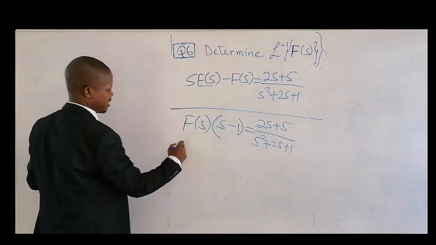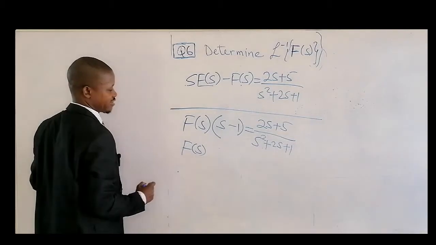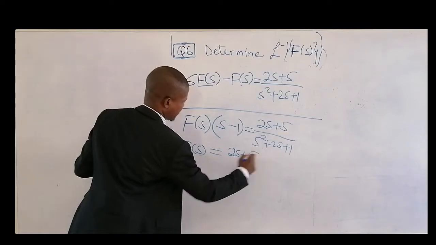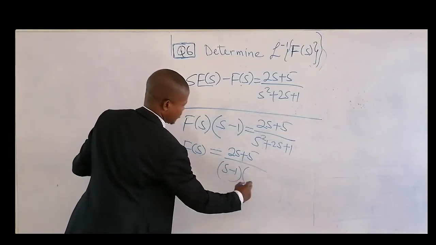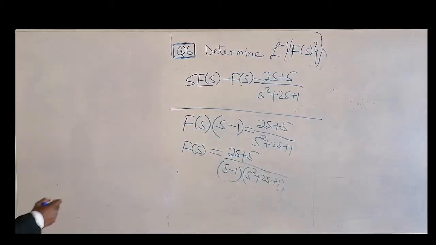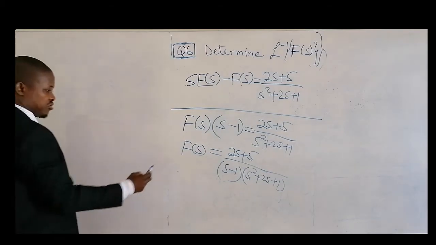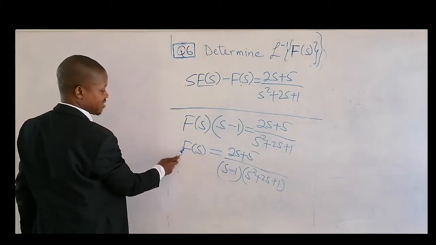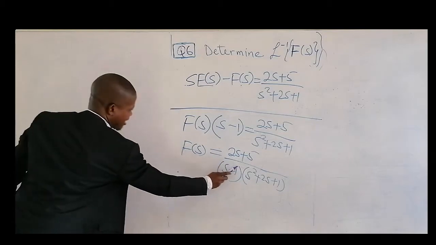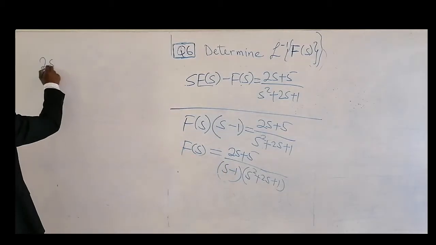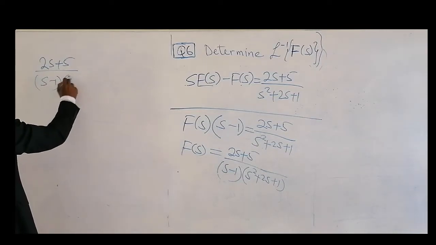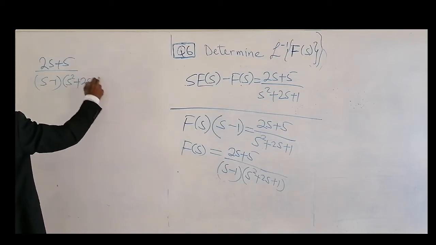The next thing to do is to make this expression the subject of the formula, and that will be equal to 2x plus 5 all over x minus 1 times x squared plus 2x plus 1. Before we can take the inverse of this, we need to solve it using partial fractions. We take this expression outside and write it this way, all over x minus 1 into bracket x squared plus 2x plus 1.